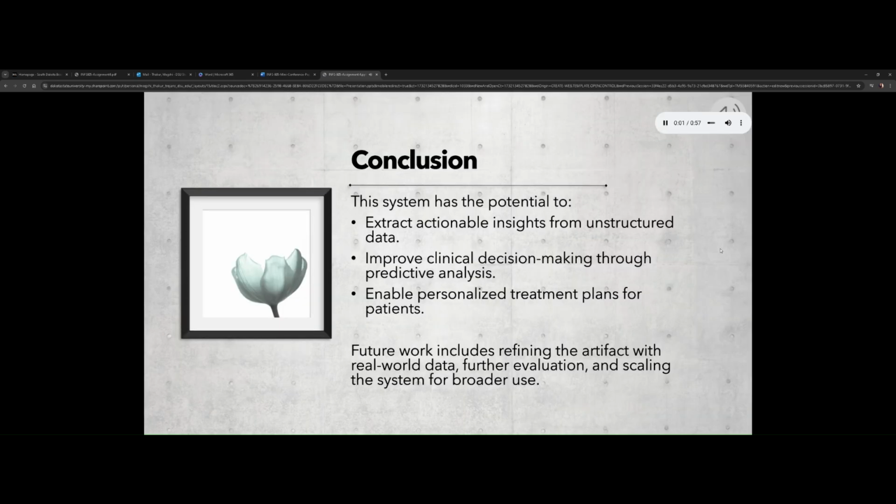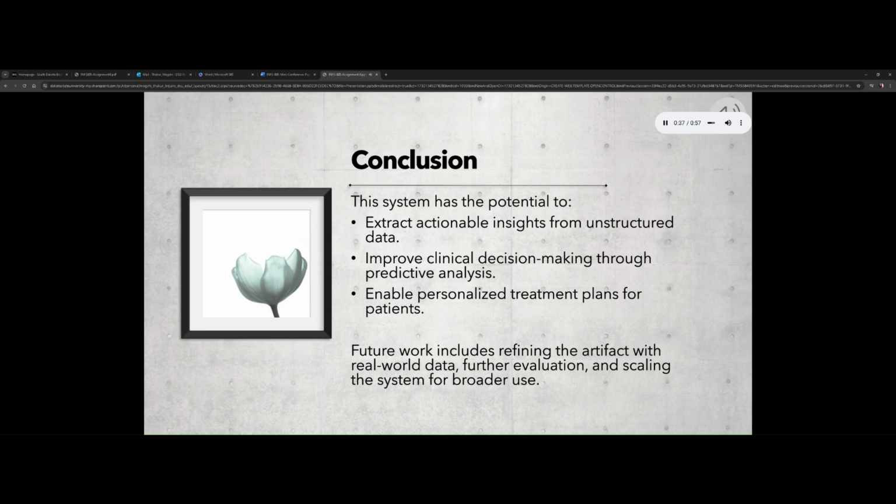Moving on to our last stage, which is the conclusion. To conclude, the DSRM framework has guided the structured development of the NLP-driven DSS for gastrointestinal disorder management. That's how we started. So this system, we can conclude, has the potential to extract actionable insights from unstructured data, and it can also improve clinical decision making through predictive analysis, and lastly it can enable personalized treatment plans for those patients.